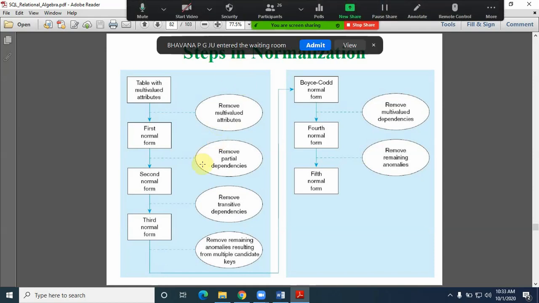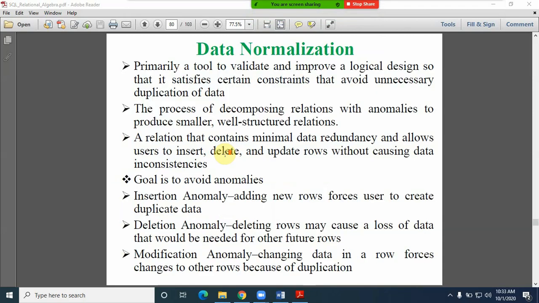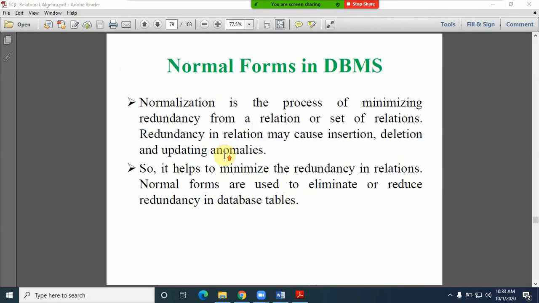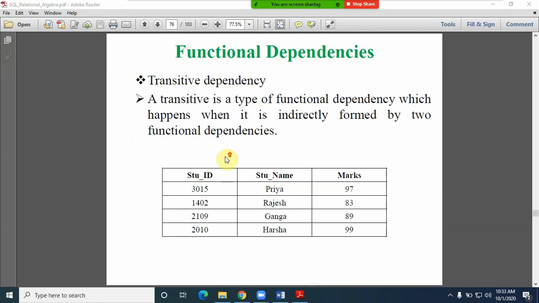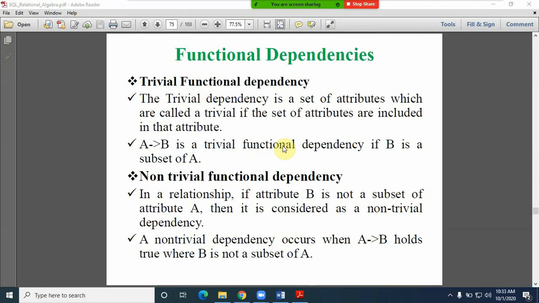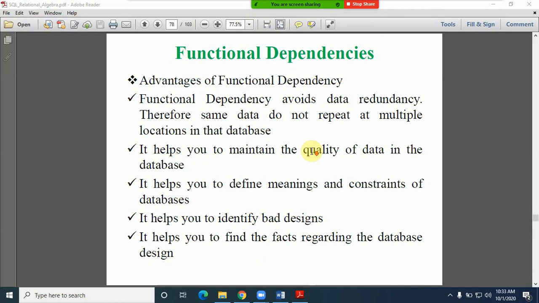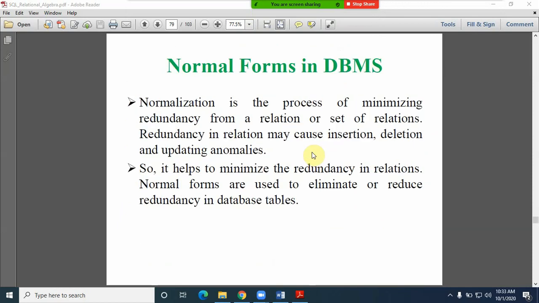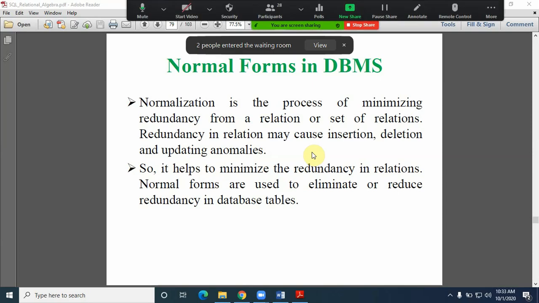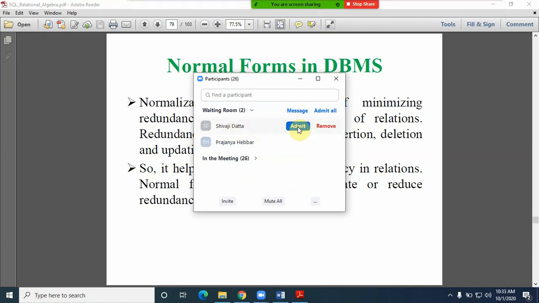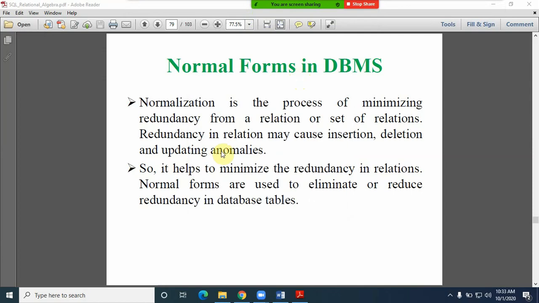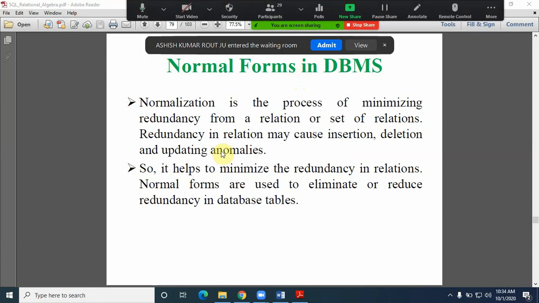So as to perform some kind of activities, friends, we need to know what exactly a normal form is, what we mean by functional dependency, and what is the reason behind following functional dependencies and normal forms. Already we have seen. So basically, normalization is a process which is used to minimize the redundancy of the data. Rather than repeating information unnecessarily, if you want to perform some kind of activities without any unnecessary repetition, then we can go with the normal form.